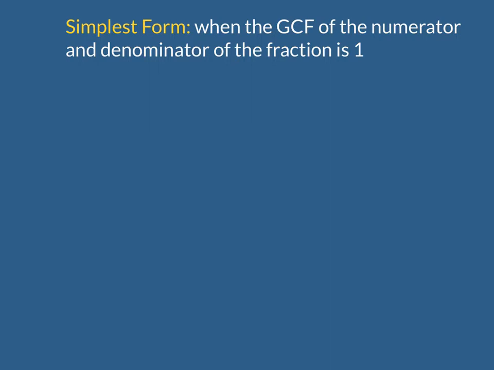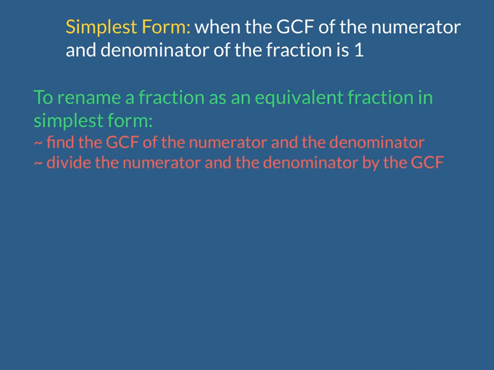Grab your piece of paper and your pencil and follow right along, taking notes and working the problems with me today. So to rename a fraction as an equivalent fraction in simplest form, you first find the GCF of the numerator and the denominator, and second, divide the numerator and the denominator by the GCF. So let's take a look at the fraction 20 over 32. Our first step is to find the GCF of the numerator and the denominator.